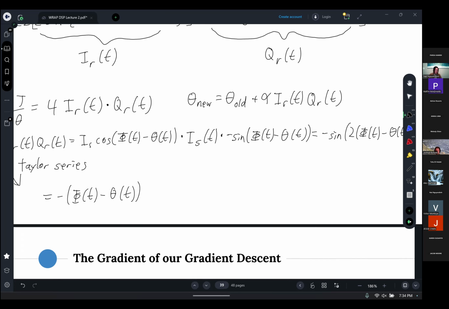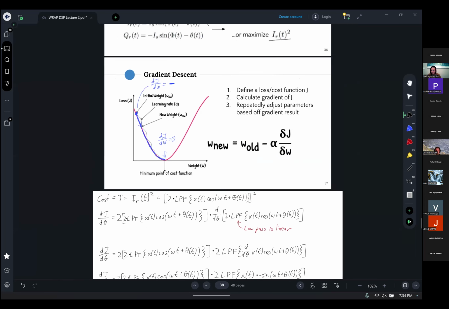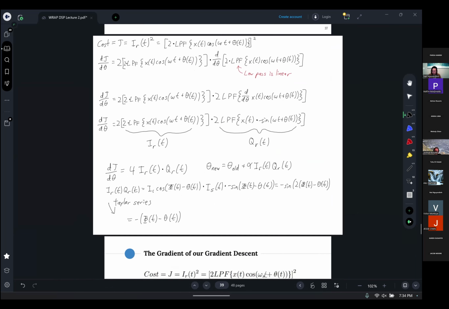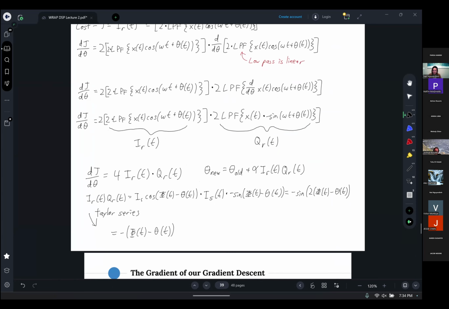So remember back when we were determining what our cost function would be, we wanted to either minimize this one or maximize this one. Well, in the process of maximizing the received in-phase component, if we maximize J, that is the same thing as minimizing this one, because the bigger this one gets, since it's negative, that's equivalent to minimizing it if this term gets higher.